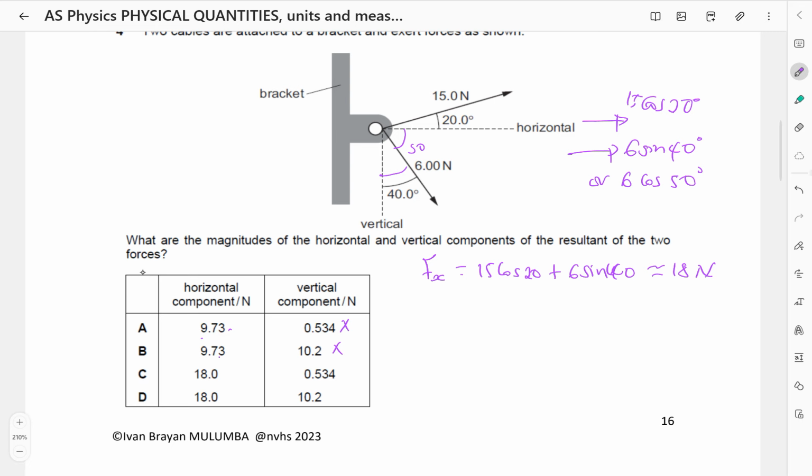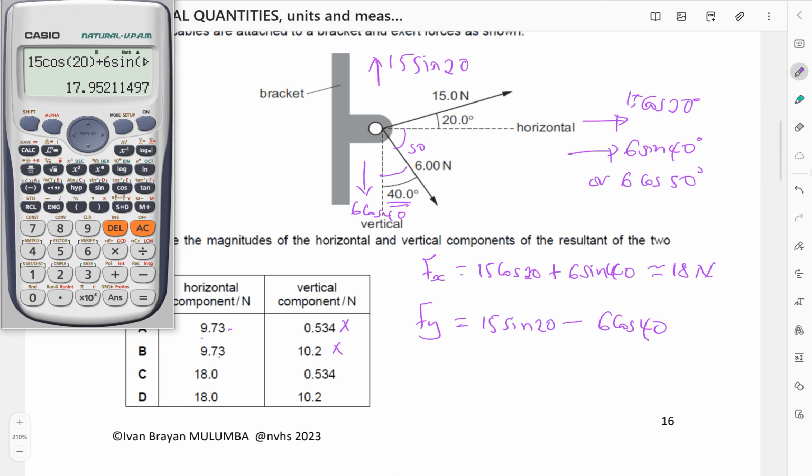Then for the vertical component, these vertical components are going to be in opposite directions, so I have to subtract. Vertically, this one points upwards and will be 15 sine of 20, and this one will point downwards and will be 6. If I use this angle here, it will be 6 cos of 40. So F in the Y is going to be 15 sine of 20, and I will subtract because they're in opposite directions, 6 cos of 40.